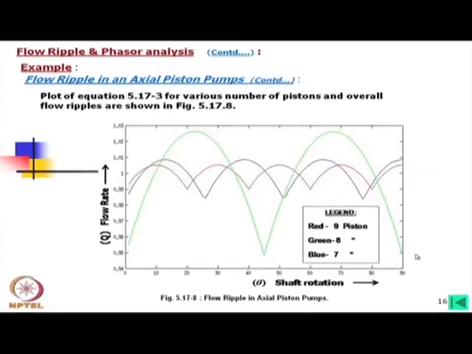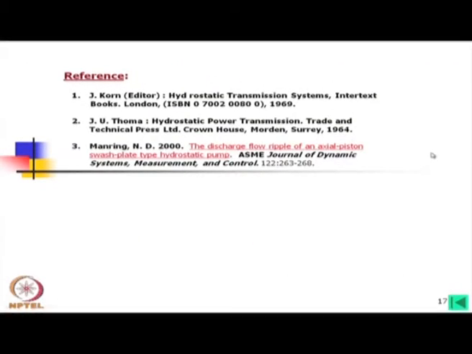In that way, what we have understood is that by the phasor analysis we can find out, in general form, what the flow ripple in rotary piston pumps will be. For that I would say the reference is the same, Hydrostatic Transmission Systems by Korn, which we can follow. Particularly if we would like to know more about the phasor diagram, because I have not seen it anywhere except in that book. This is by Professor Jean Thoma, who was one of the pioneers who used bond graphs in fluid power. He is a man from Switzerland. Fortunately, he came to IIT Kharagpur, and I have met him.